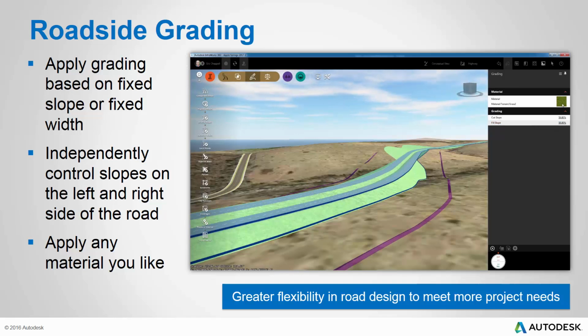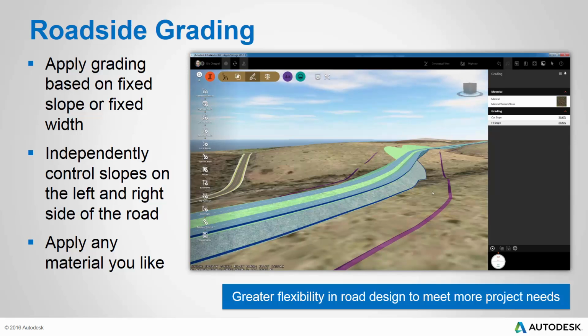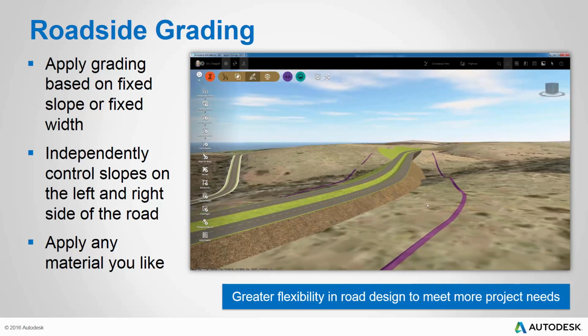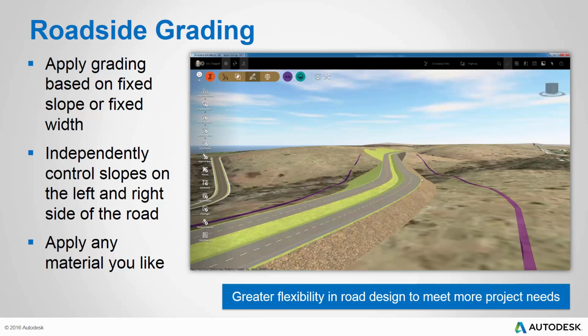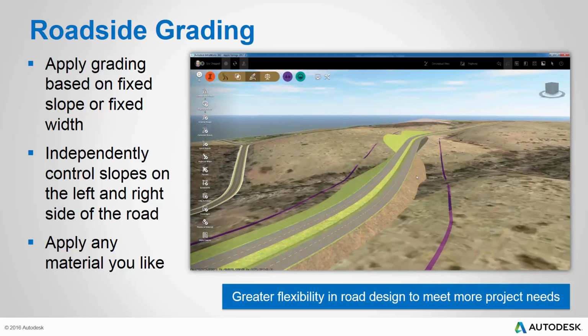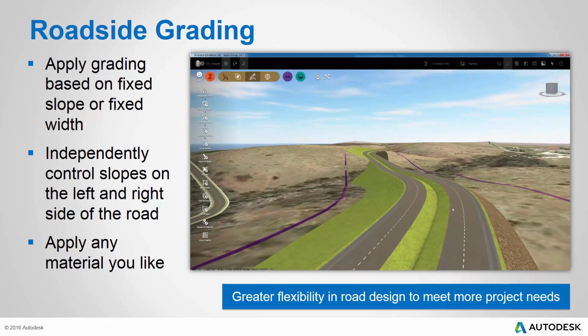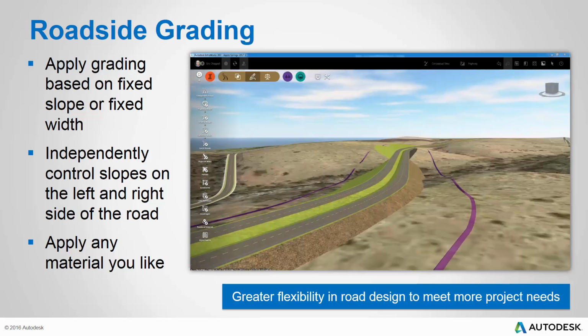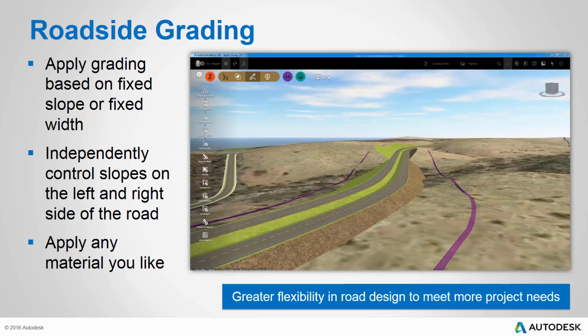And perhaps the reason I'm able to do that is because I'm applying a more stable material on this side of the road, which I'll represent by changing the material applied to the side slope. So here you can see an independent application of not only the slope but also the material that's different on the right side of the road than it is on the left. Why are these capabilities important? They allow you greater flexibility in your road design to meet more project needs.